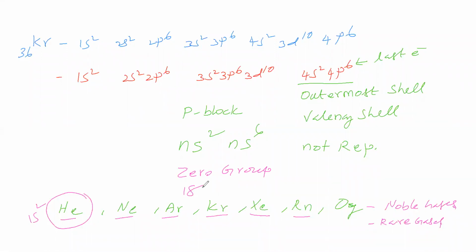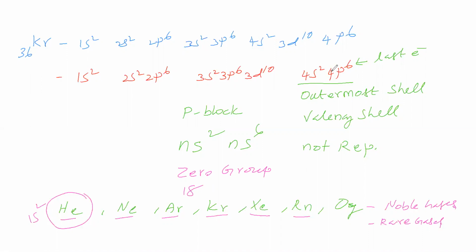Then which period does this element belong to in the periodic table? For this, you see this element's outermost shell configuration. You take the outermost shell principal quantum number. How much is the outermost shell principal quantum number?